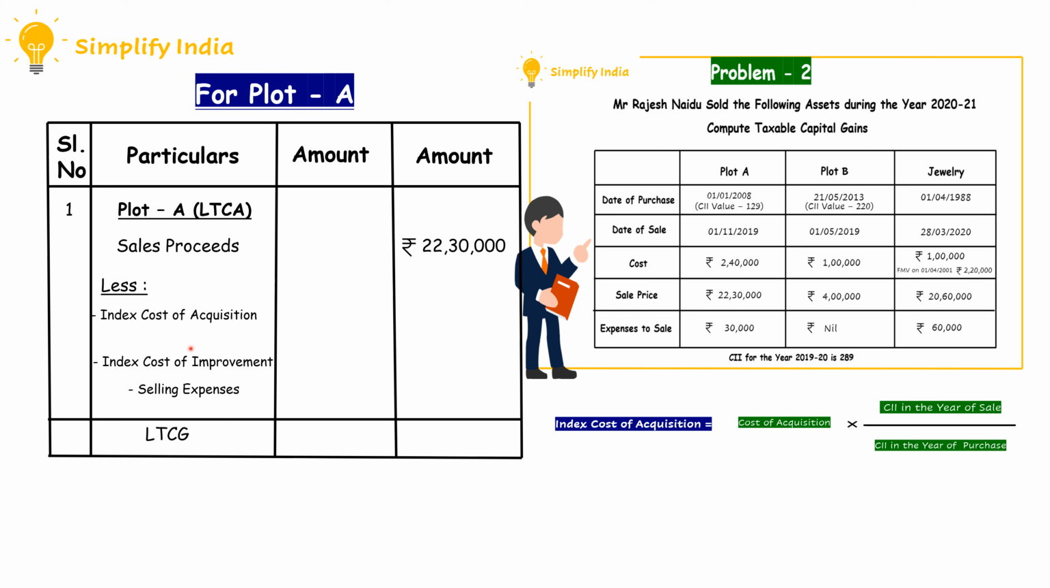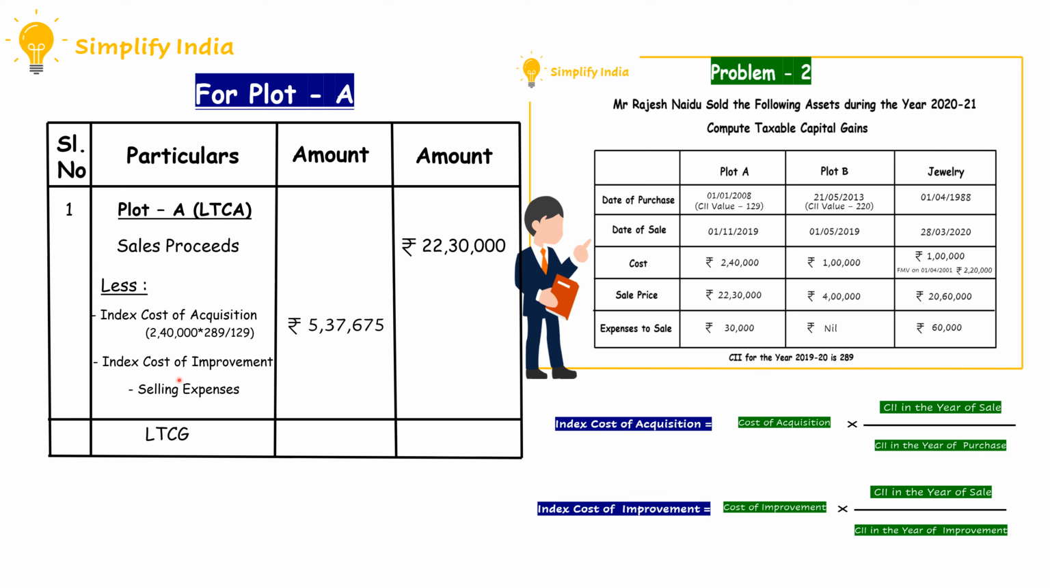As the cost of acquisition is given in the problem, that is rupees 2,40,000, into the CII value in the year of sale. For the year 2020-21 the CII value is 289, which we have to take down here, and divided by the CII value in the year of purchase. As the asset was purchased in the year 2007-8, the CII value will be 129. So when we calculate, that is rupees 2,40,000 into 289 divided by 129, we will get rupees 5,37,675.